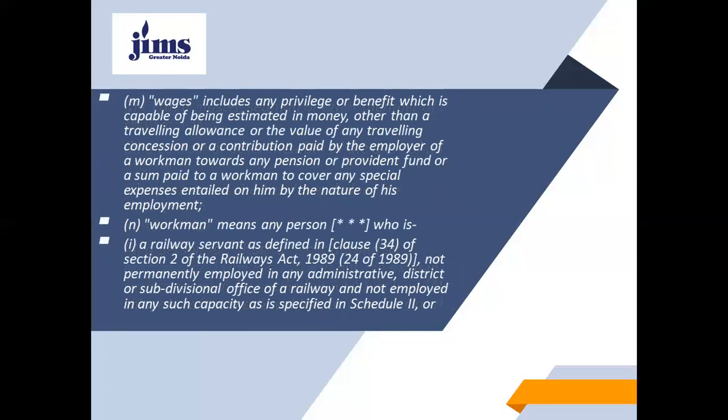Then the definition of wages is also given under section 2 subsection 1 clause M: wages includes any privilege or benefit which is capable of being estimated in money, other than a traveling allowance or the value of any traveling concession, or a contribution paid by the employer of a workman toward any pension or provident fund, or a sum paid to the workman to cover any special expenses entailed on him by the nature of his employment. Meaning the traveling allowance will not be included in that; the rest will be taken into consideration.